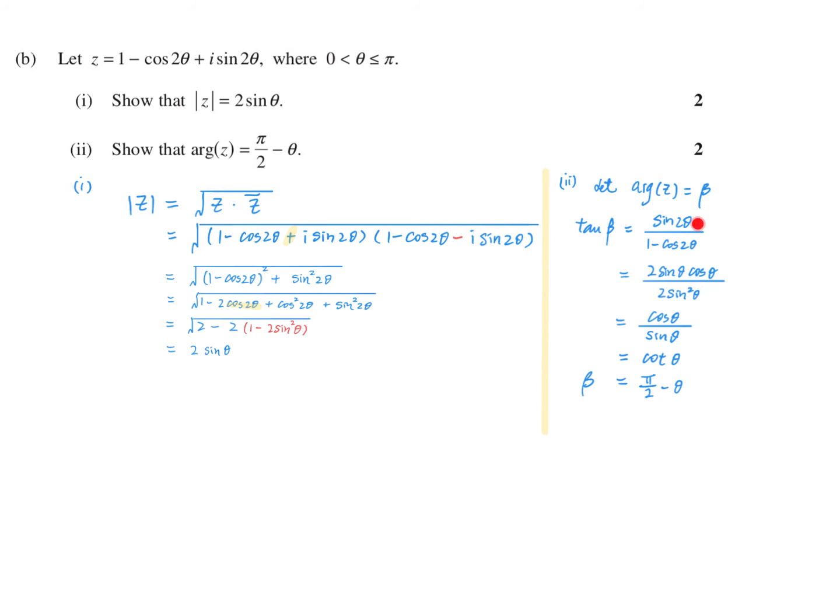Next, we are going to simplify the numerator and the denominator by changing the 2 theta into theta. After simplification, you can see that we have sine in both the numerator and the denominator. Therefore, we cancel out the 2 and then cancel out the sine. You will have cosine theta over sine theta, which makes it cotangent theta. Tangent beta equals cotangent theta for theta located in the first and the second quadrant. It must be beta equals pi over 2 minus theta, and therefore the argument of z should be equal to pi over 2 minus theta.